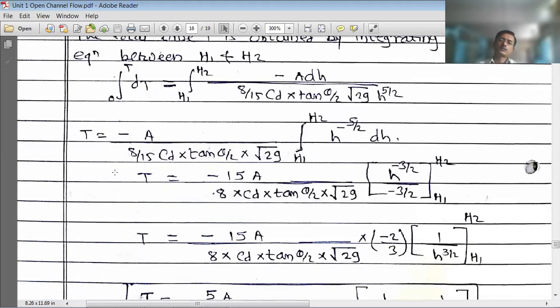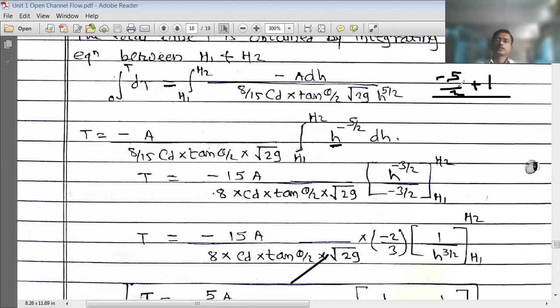If you see here, the variable thing is only the h, that is head of water above the weir, right? That is h raised to -5/2. So now -5/2 as an integration, if we do it, +1 divided by this part here. So 2 into 1, 2. So we will get here -3/2. So here you can see h raised to -3/2 upon 3/2.